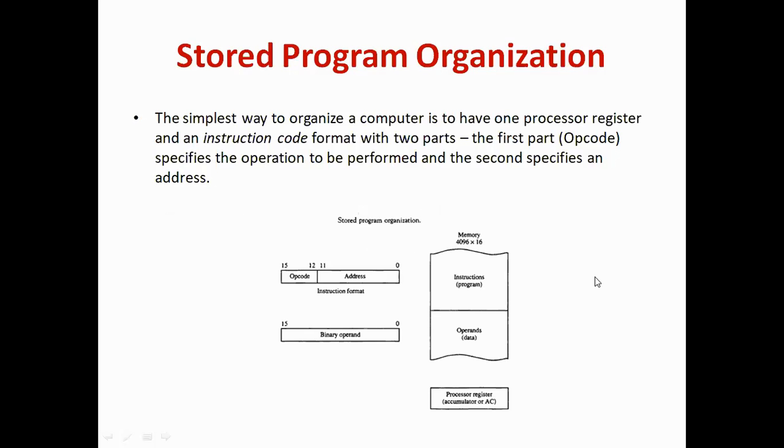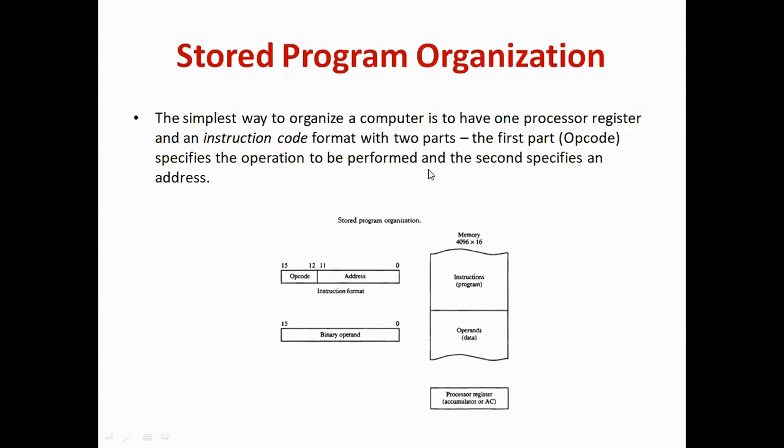There is a basic concept called stored program organization. If we make a very simple computer, what will its organization be like? The simplest way to organize a computer is to have one processor register and an instruction code, which usually has two parts. One part is the opcode and the other is an address part.